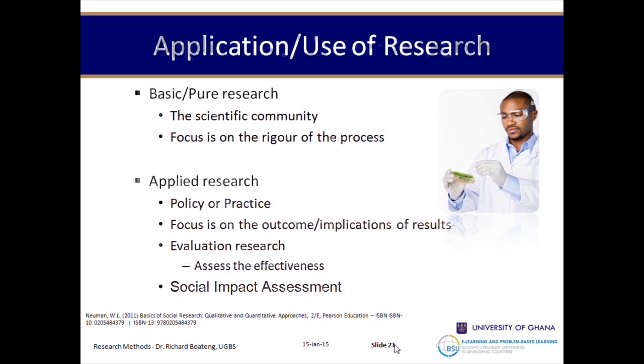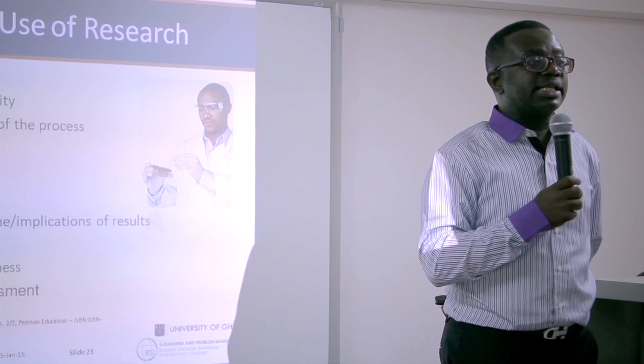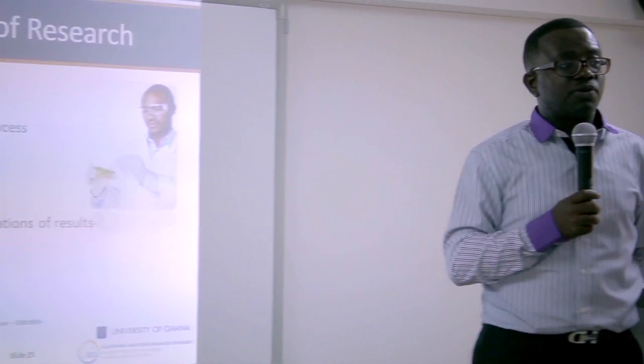Okay. So let's see. The first type is the application and use of the research. Now, we have pure research, or basic research, and applied research. These two types of research differ in how we use the research outcome. For pure research, the focus is on the scientific community and on the rigor of the process. So, when you do a research and it's going to be published in a scientific journal, we usually term that one as the pure or basic research.